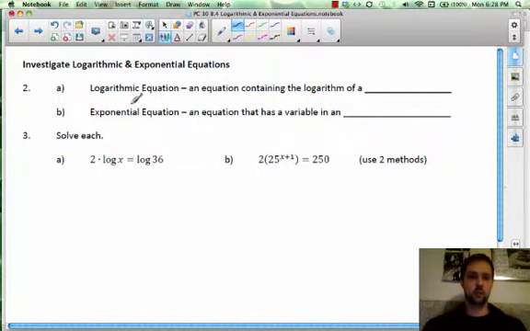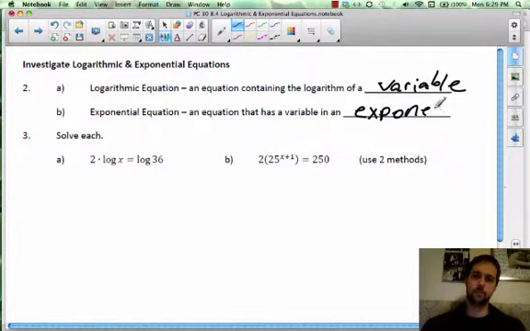A logarithmic equation is an equation containing the logarithm of a variable, such as x. An exponential equation is an equation that has a variable in an exponent. Okay. So, solve each of these equations.